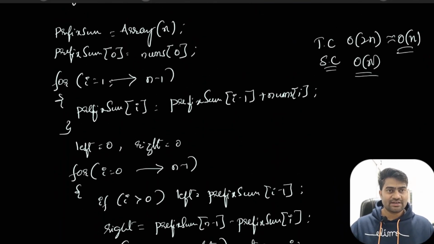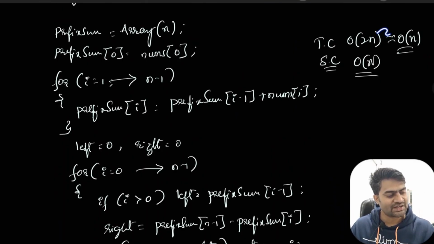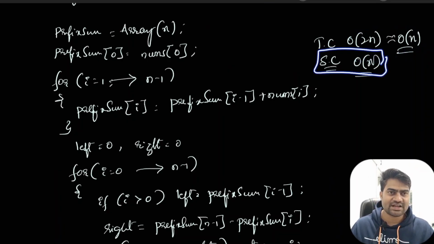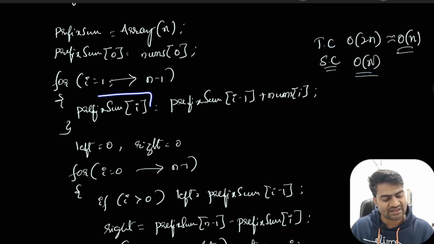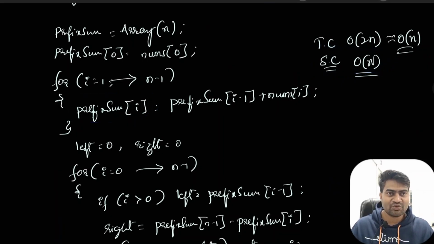Now, is there any way to improve this? Because we have already solved it in order of n time complexity, right? So maybe yes, because it uses extra space here. So we need to improve this one. So how to remove this extra space? If we need to remove this extra space, then we need to remove this prefix sum array. So how to do that?